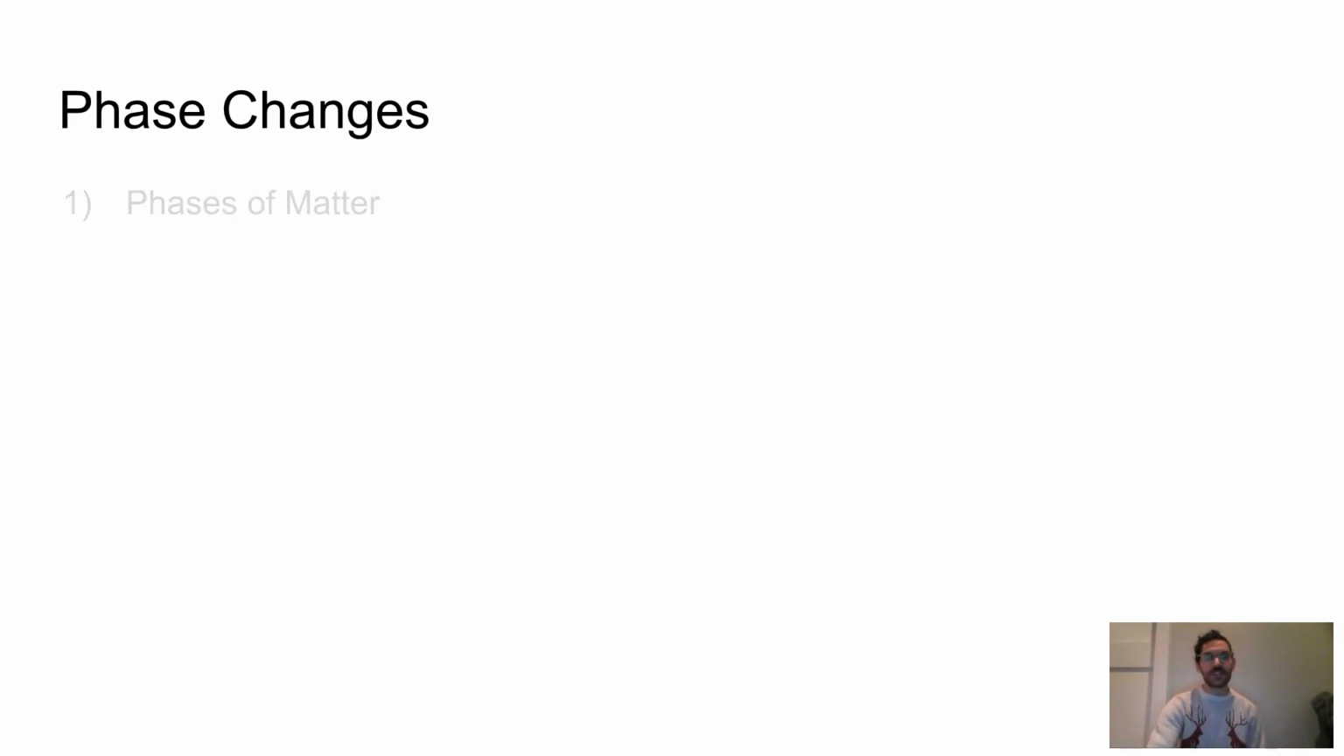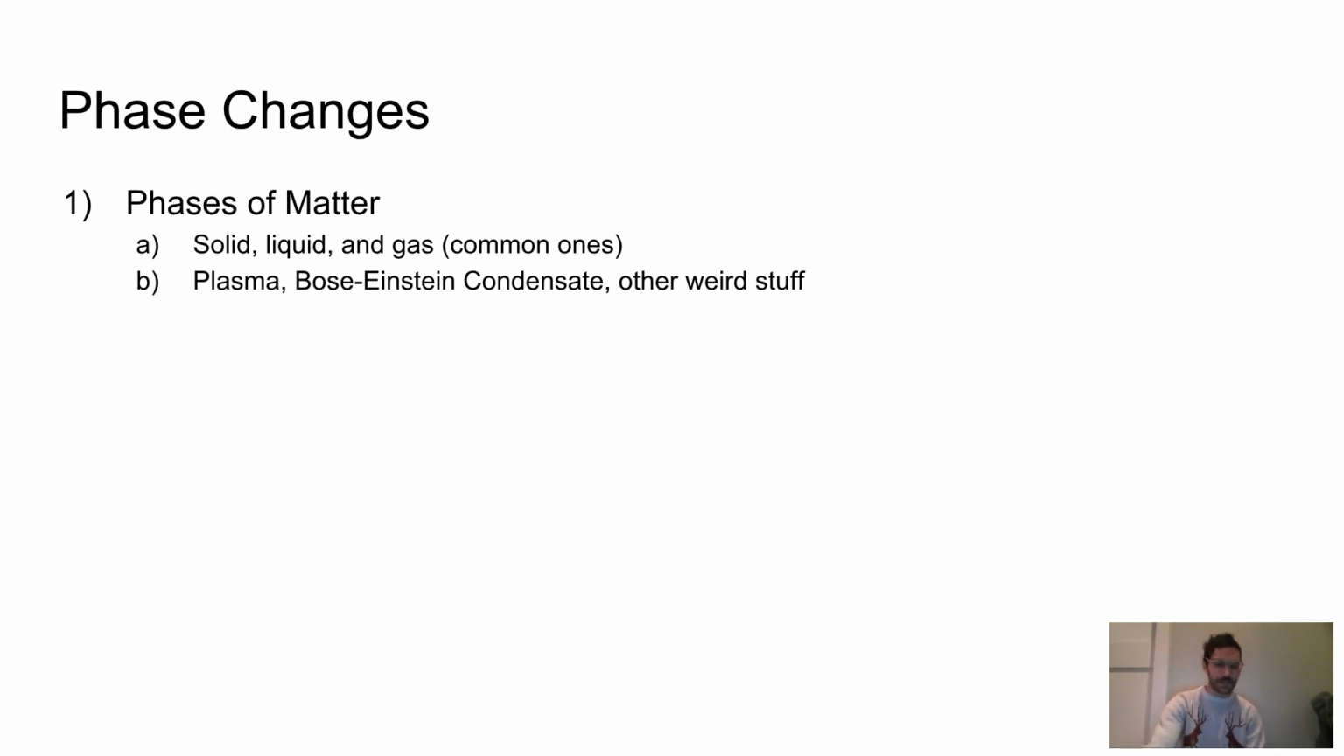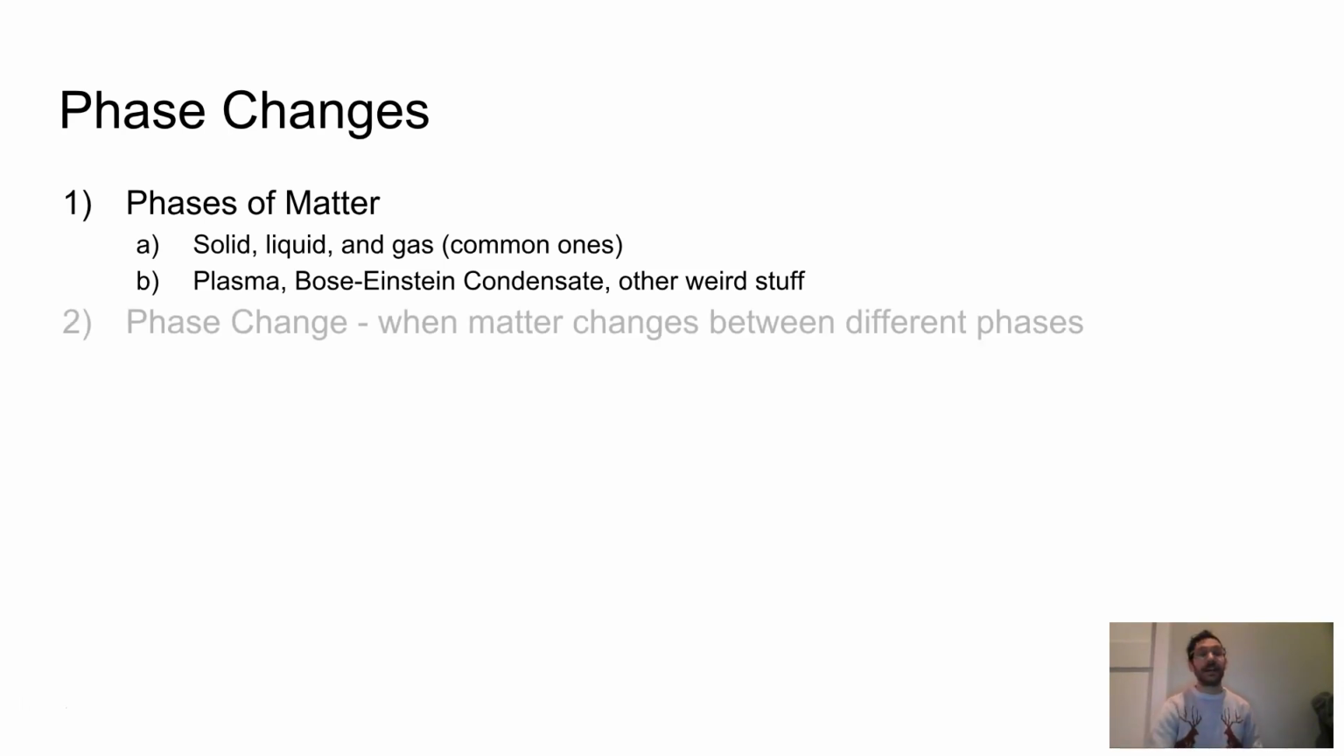Well, let's talk about phase changes, because a phase change is related to the different phases of matter. When we have a phase change, we're changing between phases of matter. These would be the common ones: solid, liquid, and gas. There are other fancy ones like plasma and Bose-Einstein condensate and other weird things that scientists are discovering, but we're going to focus on solid, liquid, gas. These are the common ones that you will encounter just walking around in life.